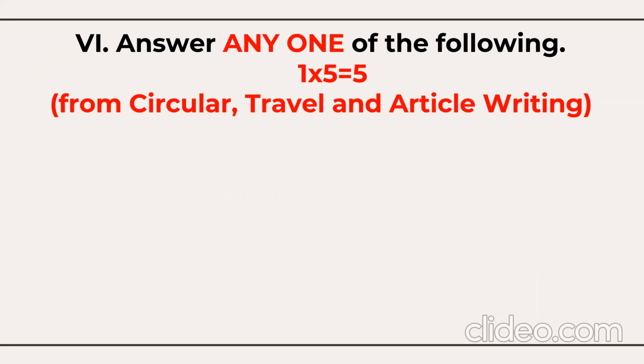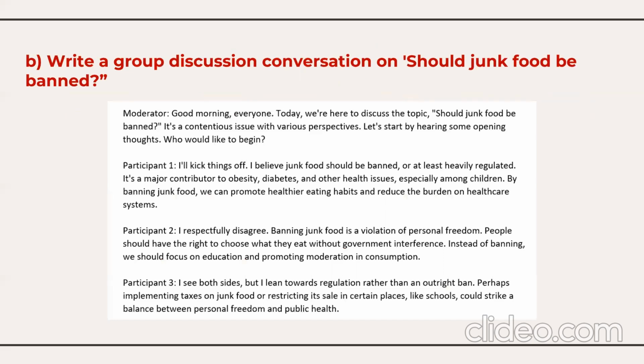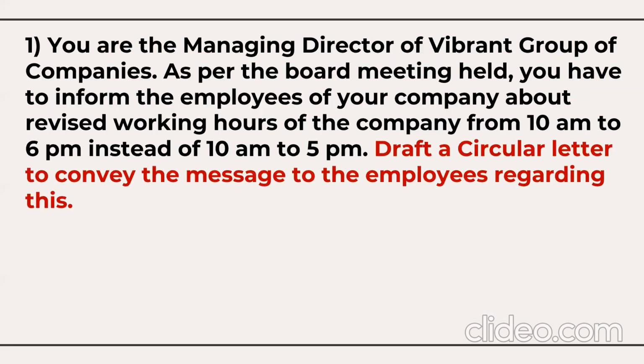Then the 6th section of the question paper, where you need to opt any one question from circular, travelogue, and article writing. So you have here 3 questions, opt any one, whichever you like. Under this section, you have here, 1, circular. You are the managing director of Vibrant Group of Companies. As per the board meeting held, you have to inform the employees of your company about revised working hours of the company from 10 a.m. to 6 p.m. instead of 10 a.m. to 5 p.m. So draft a circular letter to convey the message to the employees regarding this new timing.